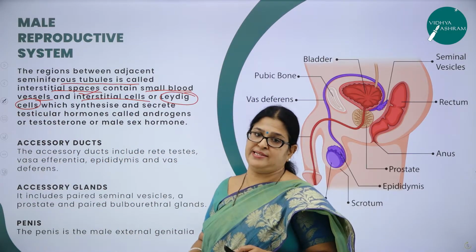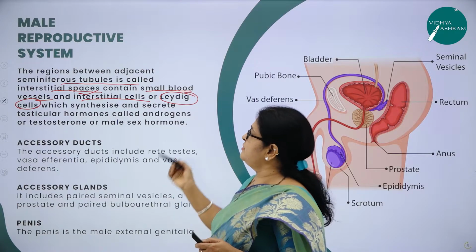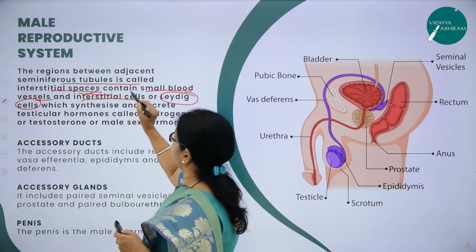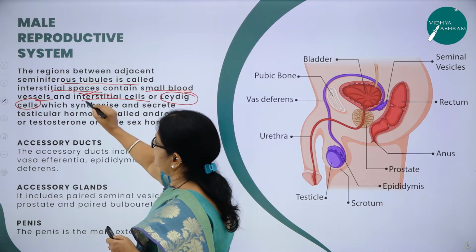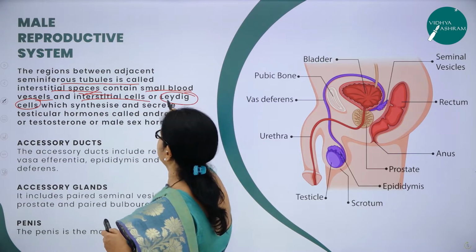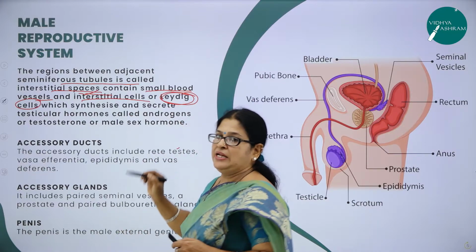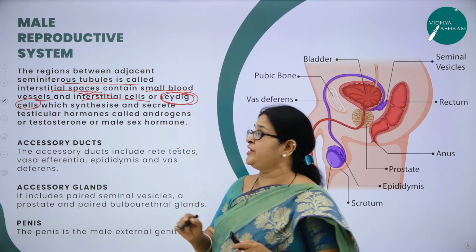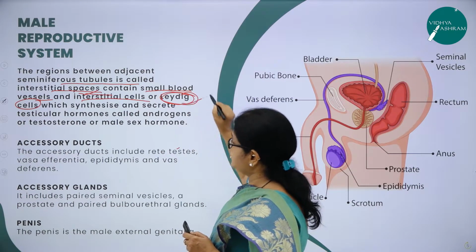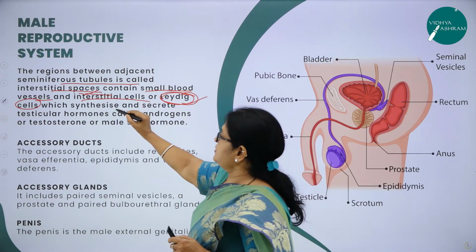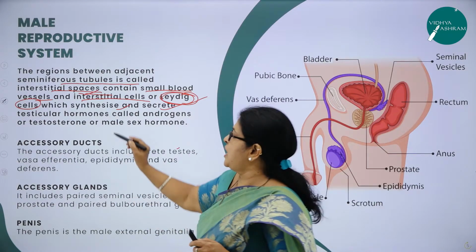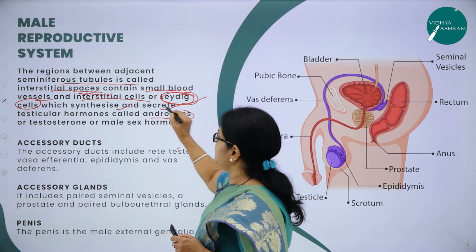What are Leydig cells? They are nothing but the cells that are found in between the interstitial spaces, which contain small blood vessels, and these interstitial cells are called what? Leydig cells. Very important point to be noted. Why is it so important? Because it is this Leydig cell which synthesizes and secretes a very, very important male hormone called androgens.